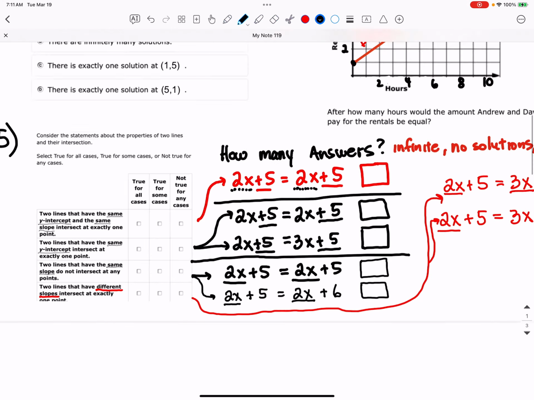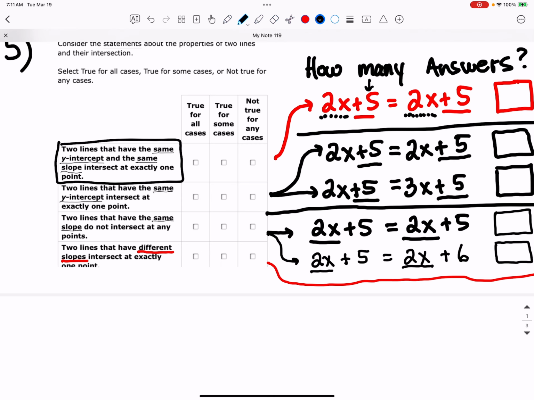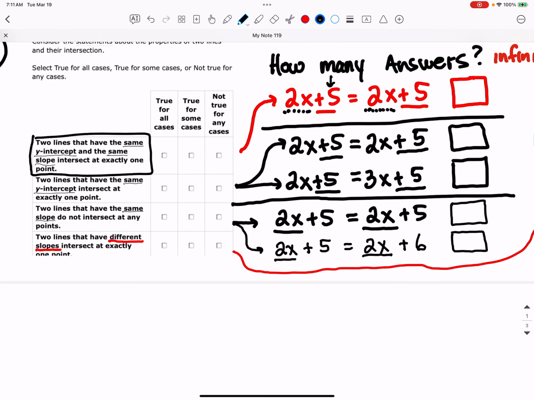This one says, check out the first one right here. Two lines that have the same y-intercept. Okay, let's think of two equations that have the same y-intercept. That's where it starts. Over here, they have the same y-intercept. This equation has 5 as its y-intercept, and this one has 5. And also the same slope. This one has a slope of 2, and this one has a slope of 2. Okay, we have two equations that have the same y-intercept, 5, and the same slope.